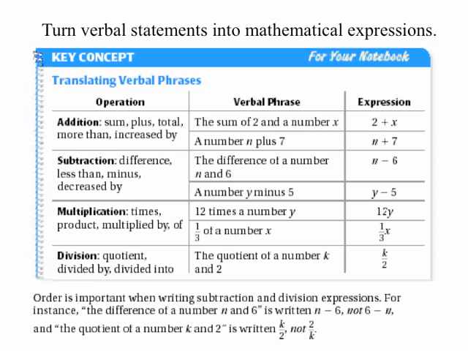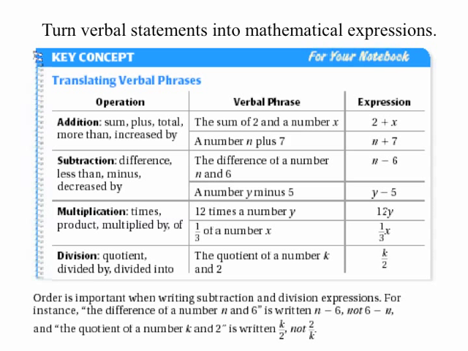The other thing to highlight is that order is important for both subtraction and division. For example, if a phrase says the difference of a number n and 6, we take the first thing, n, minus the second thing, 6, and not 6 minus n, because those two expressions, n minus 6 and 6 minus n, don't have the same value.